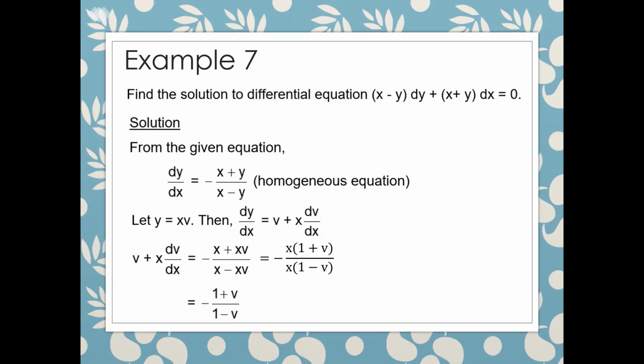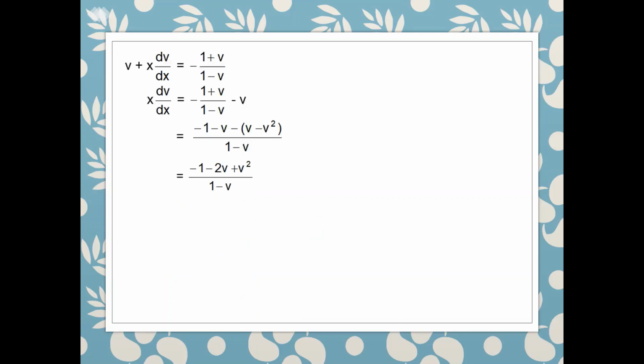Substitute both into the given equation of dy over dx. Then simplify the function on the right. You should get the new function in terms of v only. Next, move the v that you have on the left to the right and simplify the function on the right once again. Then separate the variables and integrate both sides.